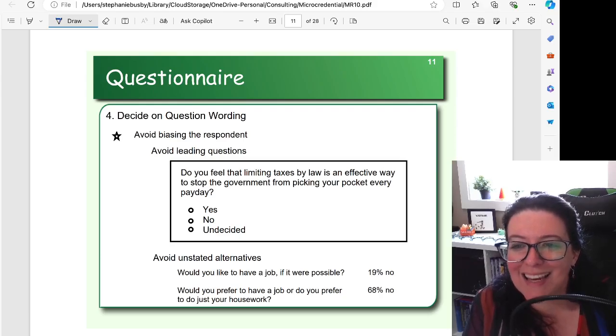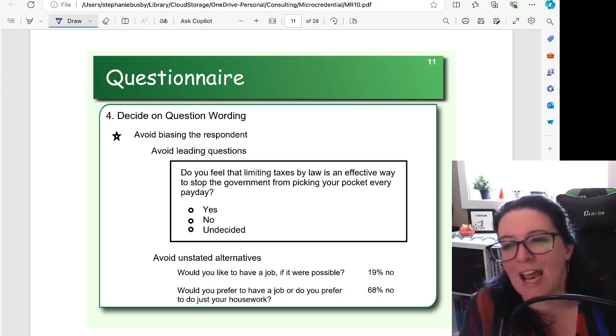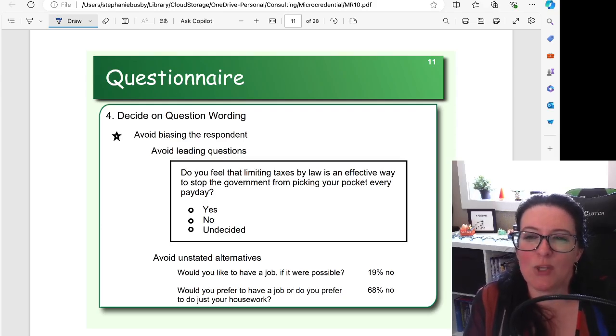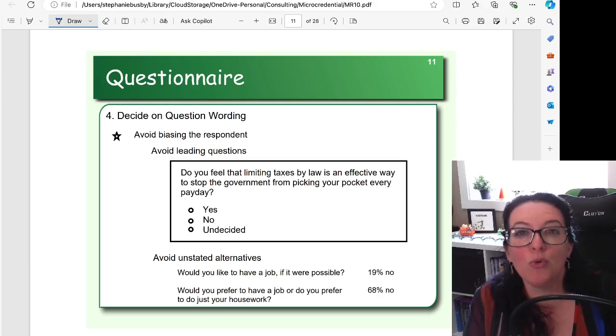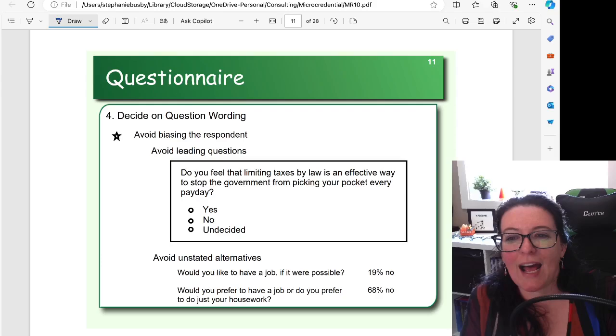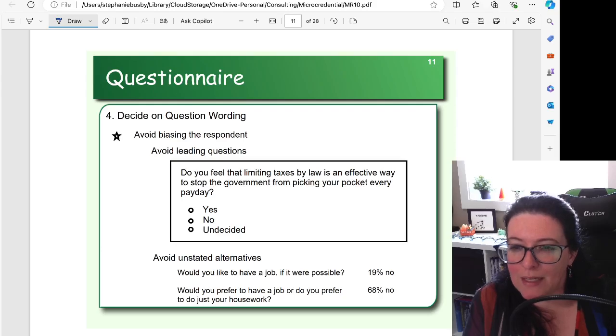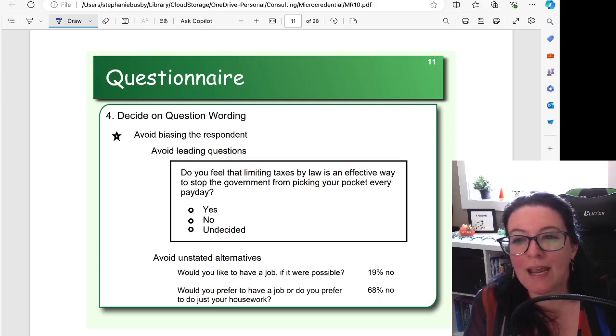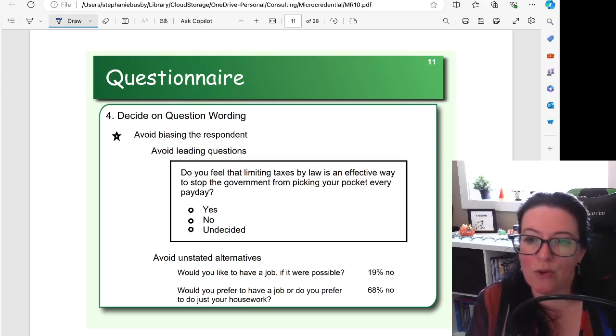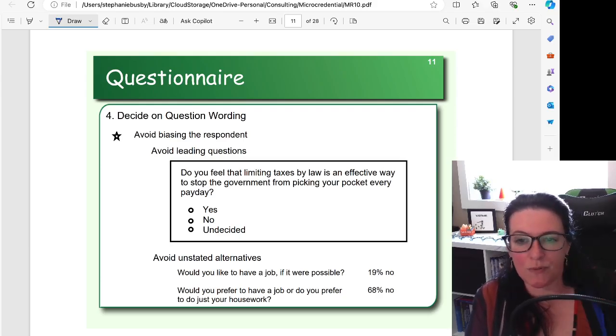By asking it that way, by using the phrase picking your pocket, you're already kind of pushing them to respond that the government needs to stay out and stop taxing me so much, right? So you're already leading them to a response as opposed to being neutral in the question to get at how people actually feel. So: do you feel that limiting taxes is a way for you to retain more of your income? You just take out the charged language.